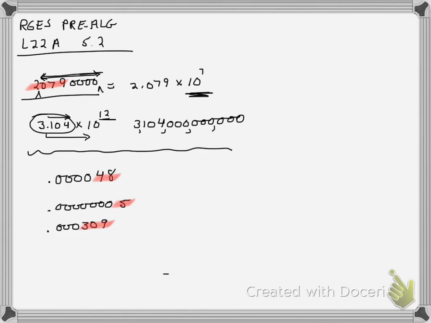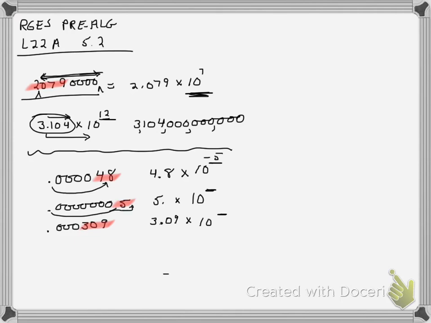I will write the number portion the same way as before. I will always insert the decimal point after the very first digit. 4.8, 5 point. Okay, we don't really need the point, but I'm putting it there. And 3.09. And we will always have 10 to some power, and this power will always be negative if it's going to represent a very small number. Now, how many places did I move my decimal point here? 5 places, so this will be to the -5th.